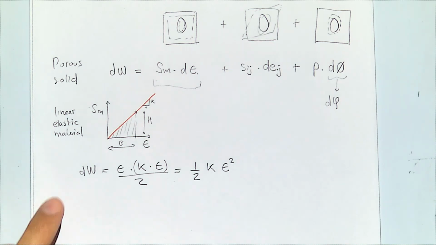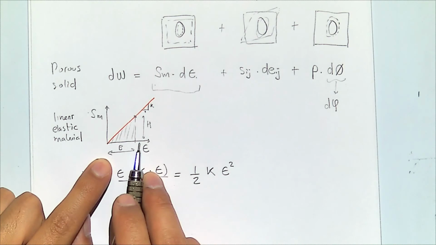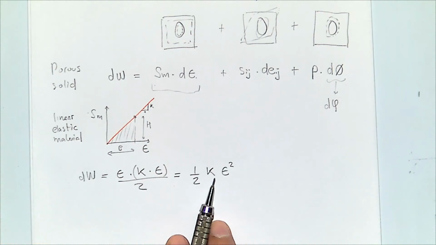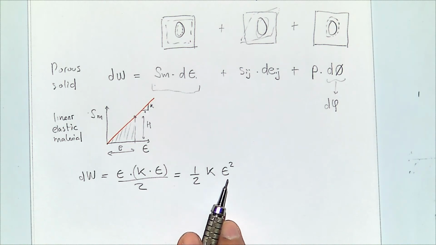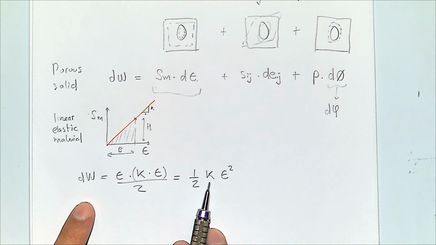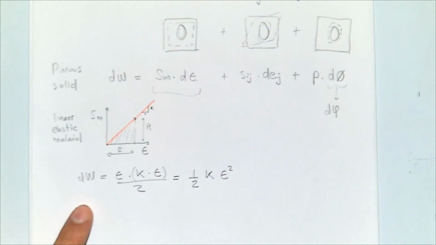And from here we get that this is equal to 1/2 of the bulk modulus times volumetric strain squared. That's the work I need to deform this solid. It makes sense that it's proportional to the strain squared, and it's also proportional to the stiffness of the rock. The stiffer the rock, the more energy I need to get to the same strain.